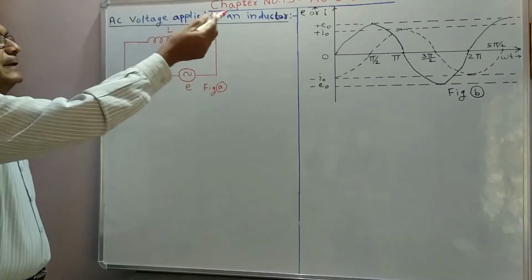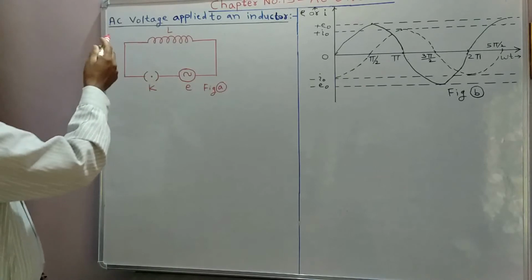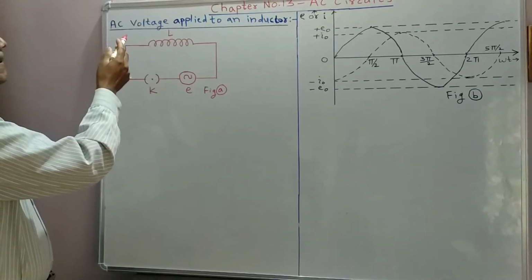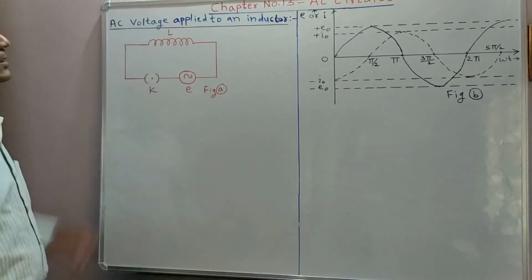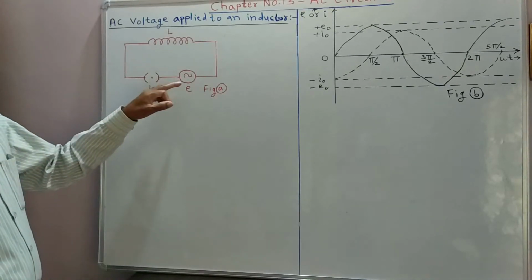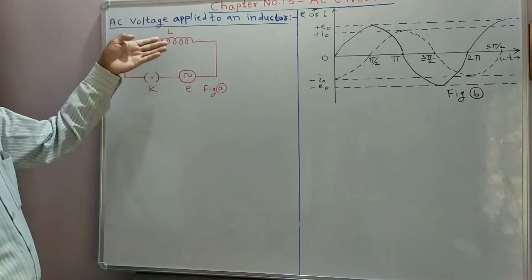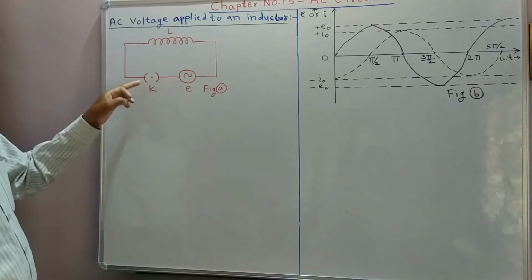Chapter number 13, AC circuits. Here we have to study AC voltage applied to an inductor. Consider an alternating EMF E applied to an inductor of inductance L through key K.